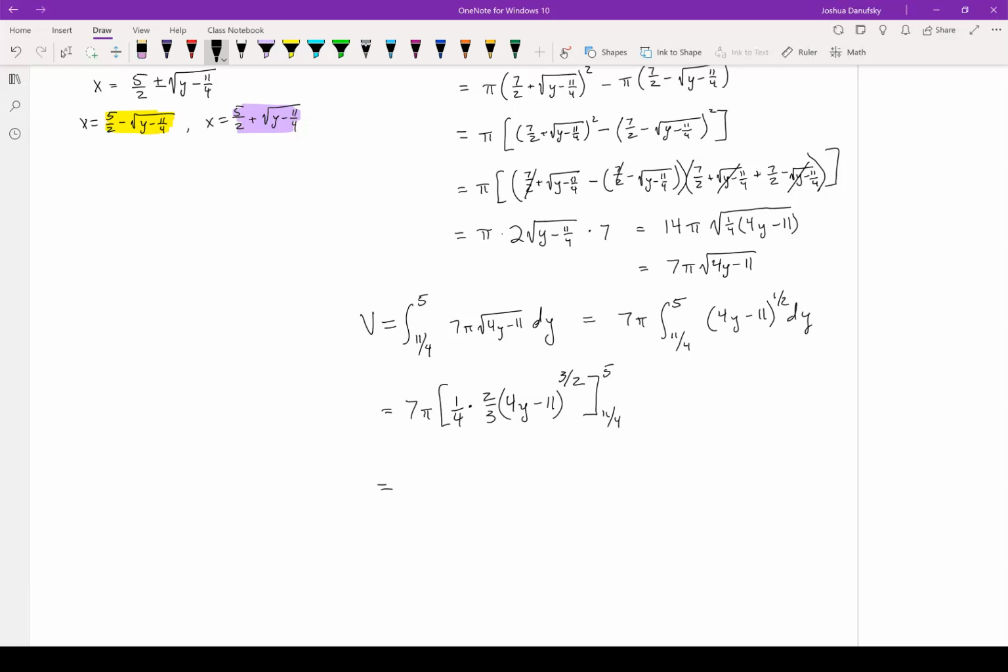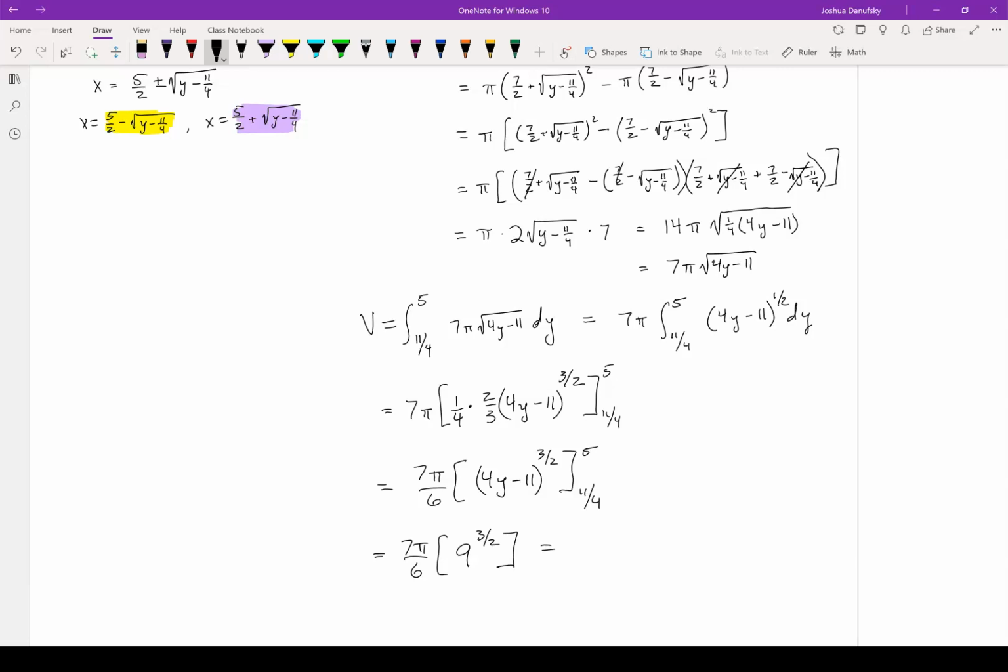We can simplify a little further. The 1/4 and the 2/3 will give us 1/6, and we can bring that out to get 7 pi over 6. And then we're just evaluating 4y minus 11 to the 3/2, evaluated from 11/4 to 5. So we end up with 7 pi over 6. We plug in a 5 there. We're going to get 20 minus 11, which is 9 to the 3/2. And plugging in 11 over 4 is going to give us 0, so we're just left with this.